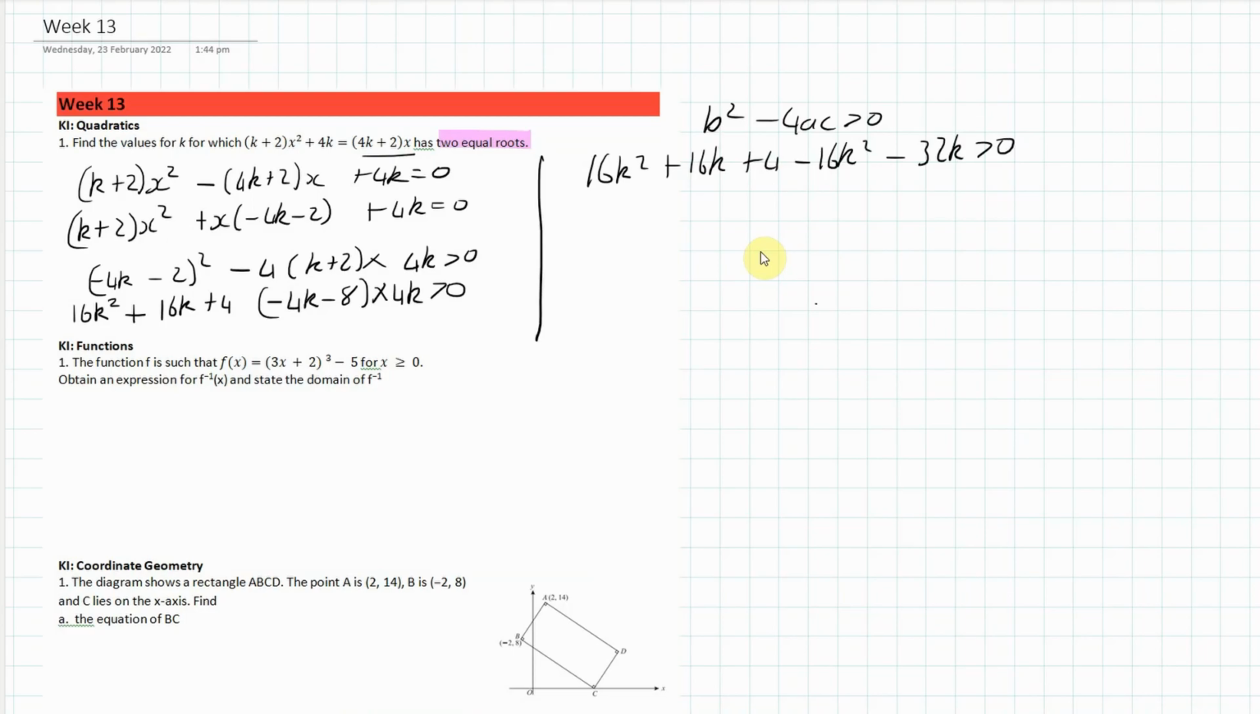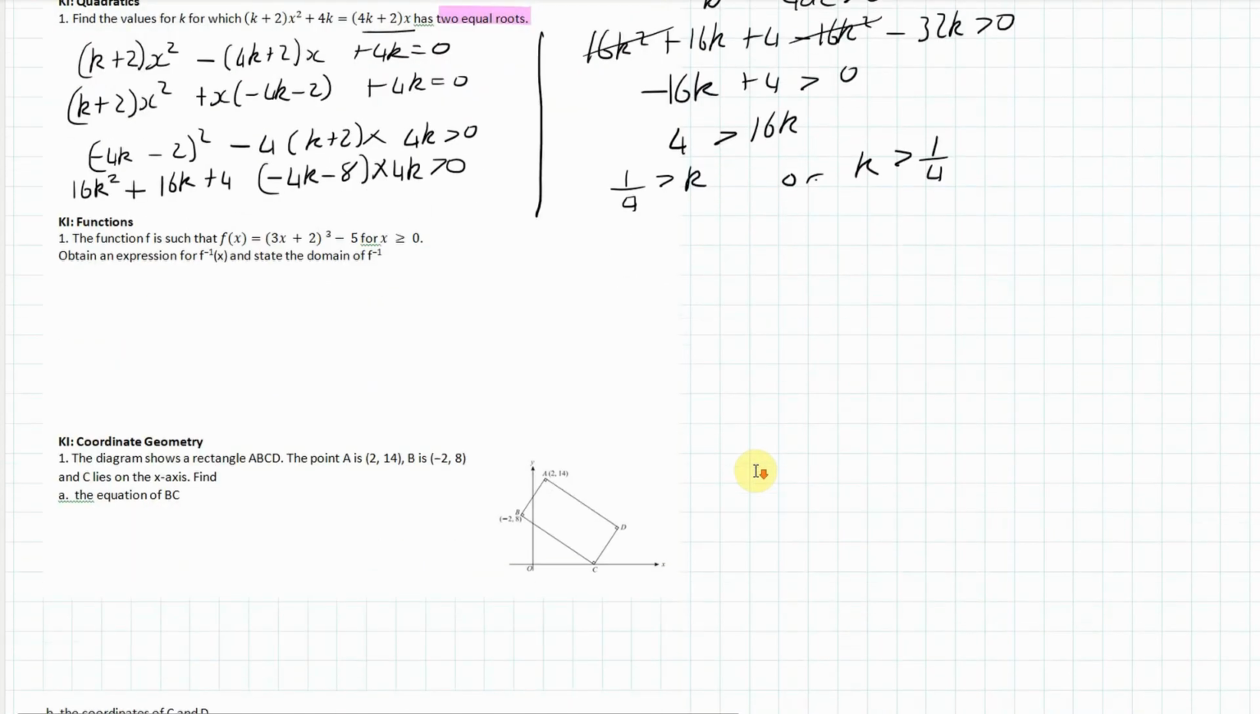Now let's see, that gets rid of that, and we get negative 16k plus 4 is greater than 0. So 4 is greater than 16k. So k, so that means, what is that, 4 over 16, 1/4 is greater than k, or k is less than 1/4. There we go. Don't like that colour, let's move on.